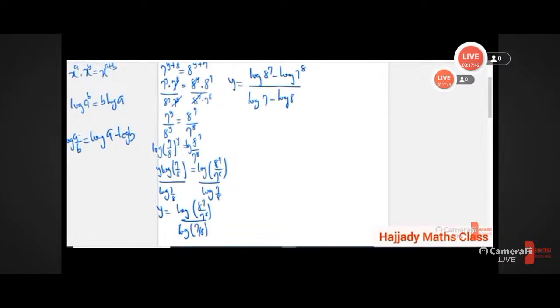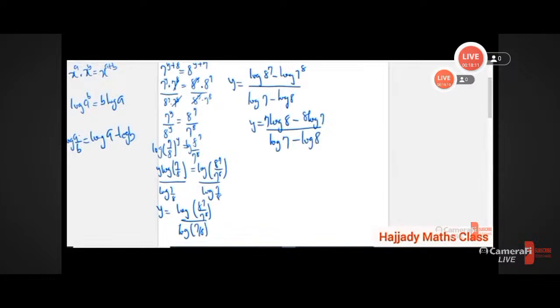From here, using the same law that says log a raised to power b is the same thing as b log a, the same thing can be applied there. So my y will be equal to, with the 7 going to the back, 7 log 8 minus 8 log 7, everything over log 7 minus log 8.